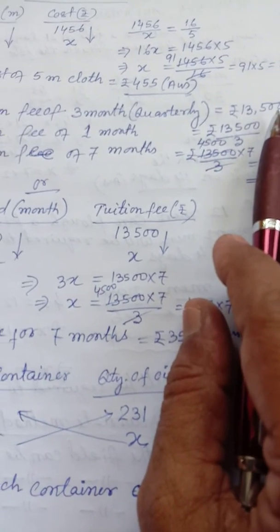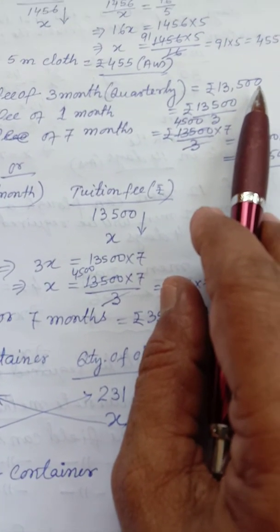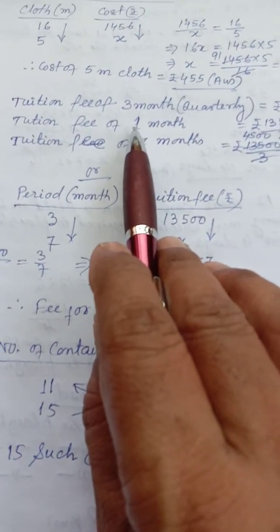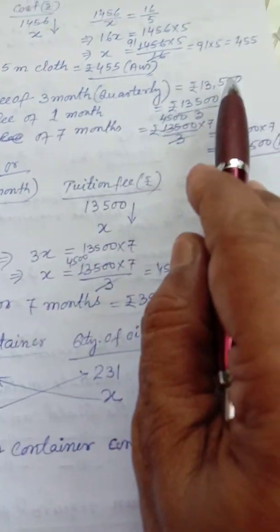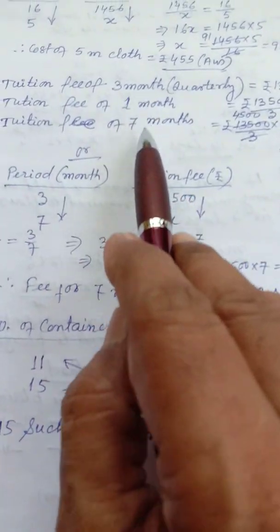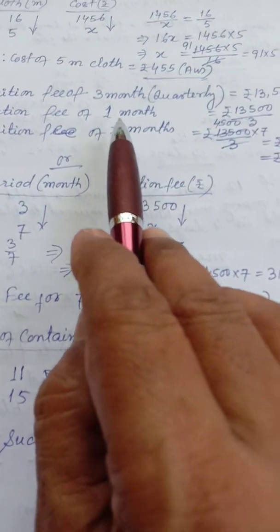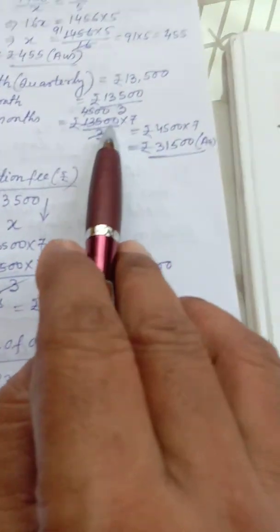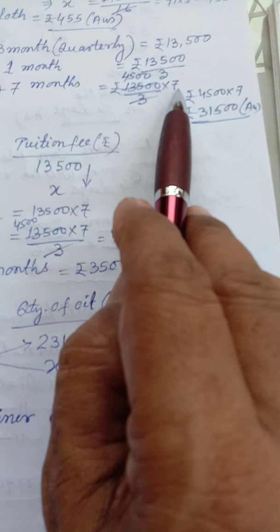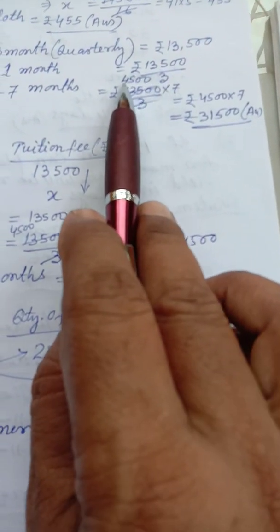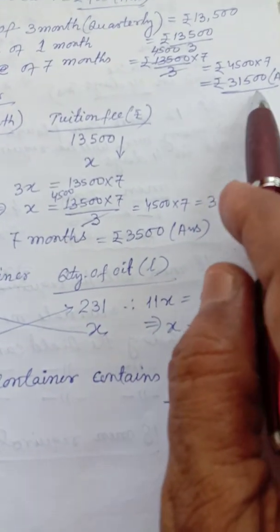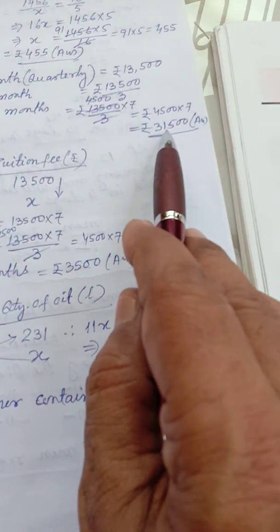If you go for your normal procedure, the tuition fees for 1 month you have to find out always in this procedure I told you. So for 1 month it is reducing, the amount also reduces, reduce means the previous will be divided. Now the tuition fees of 7 months: from 1 to 7 it is increasing, so it will also increase, so it will be multiplied with 7. So 13,500 divided by 3 into 7. If you simplify, 3 will go with this, 4,500 into 7, and that becomes 31,500. So the 7 month tuition fees amount will be 31,500.